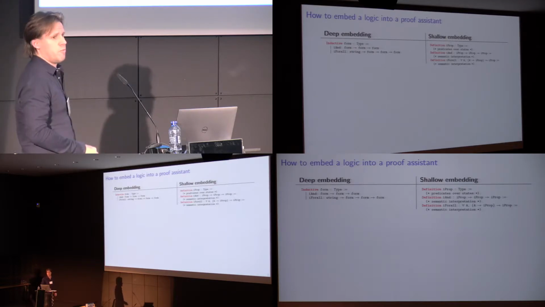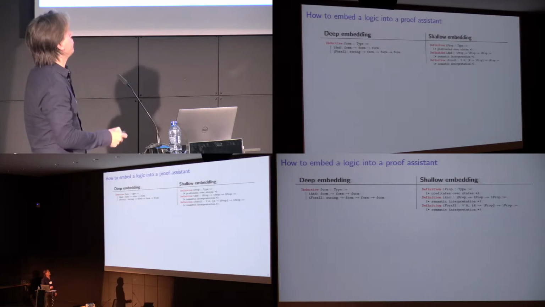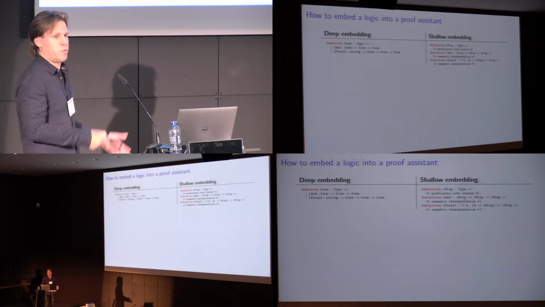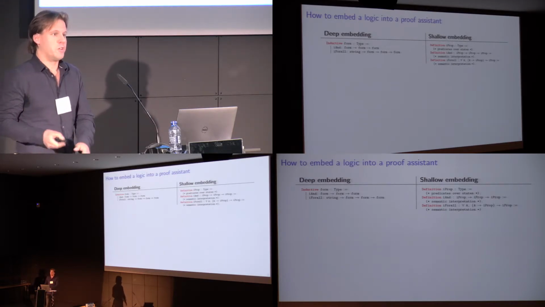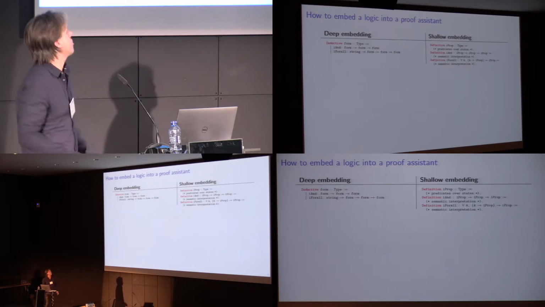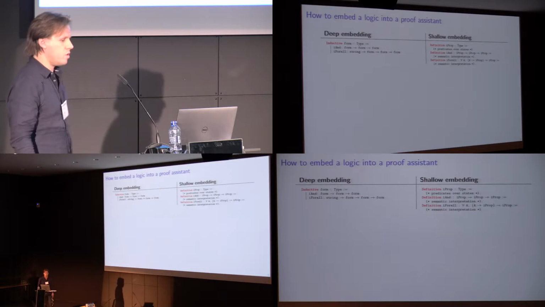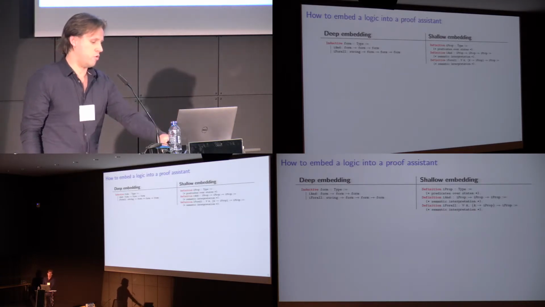In the case of a shallow embedding, you don't define an explicit syntax, but instead you define your type of proposition as being something semantic, like, for example, predicates over states or something like that, or step-indexed predicates over step-indexed resource algebras, and then you define all your connectives semantically. So in which case, which of the two should we use, and which is the better?